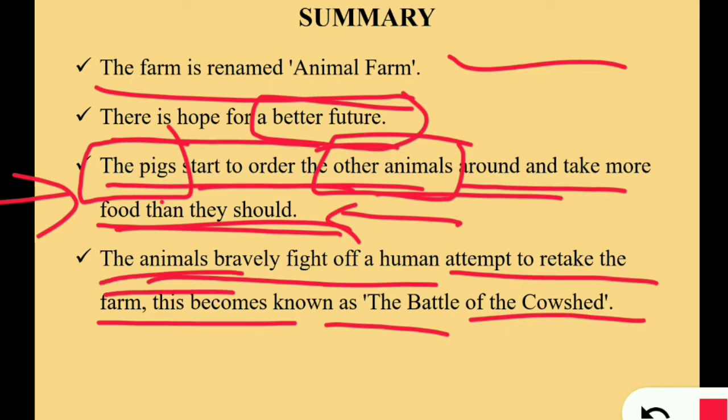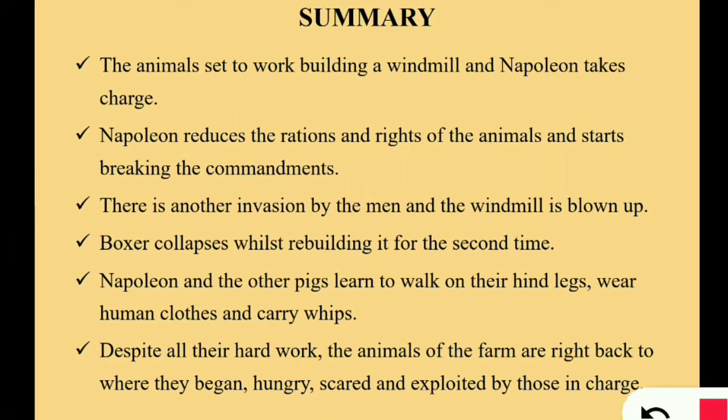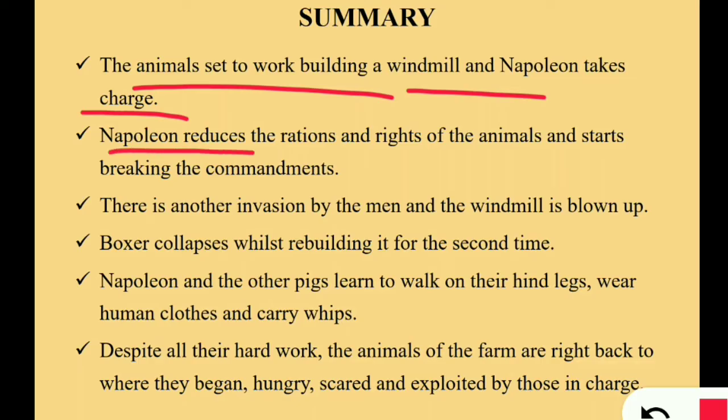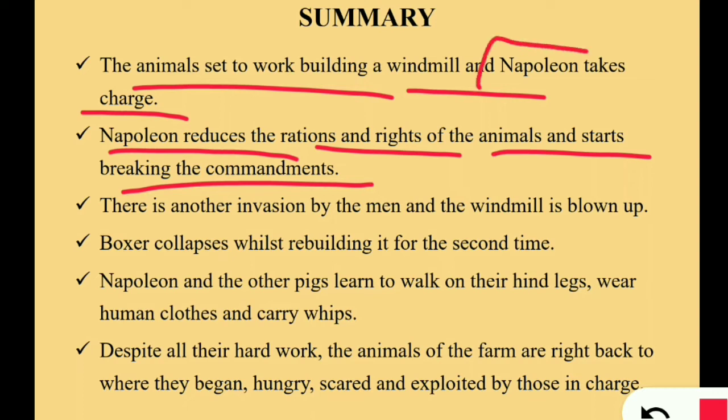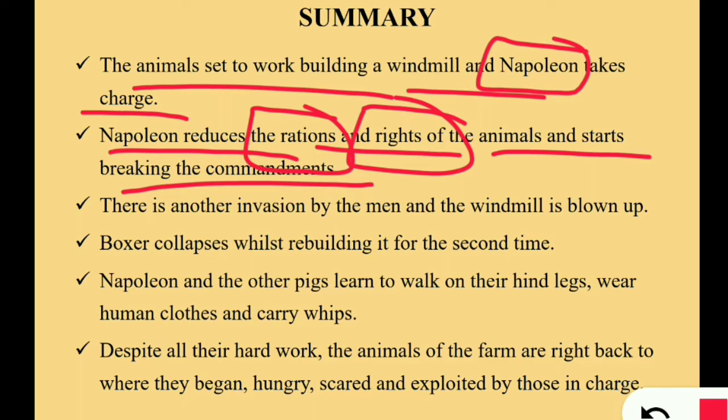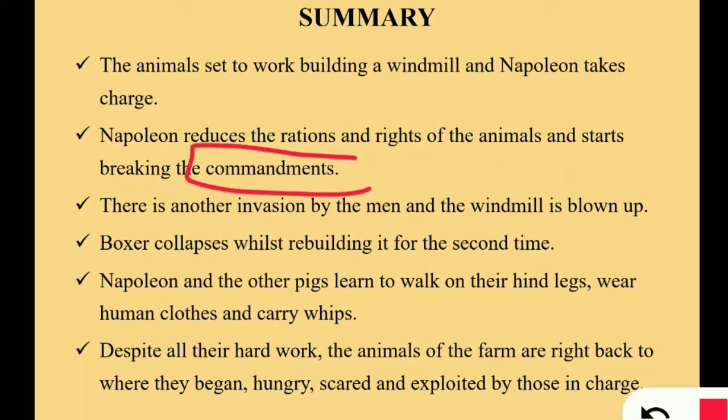Here, other animals were united to fight other human attempts to govern them. They have already thrown out a human being, that is Mr. Jones. Now, they don't want any human being to rule them. The animals set to work building a windmill and Napoleon takes charge. Napoleon reduces the rations and rights of the animals and starts breaking the commandments. After a while, Napoleon becomes the leader of that farm and he reduces food and rights of the animals as well, and started breaking the principles on which the farm should be running.